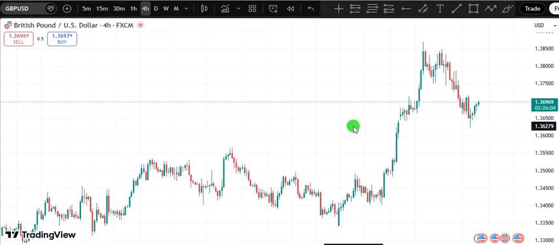So if you're looking, we're starting with the pound dollar as usual. But of course, before we go to the technical aspects, we first check the fundamental aspects of the market. Meanwhile, while waiting for the fundamentals to load, let's look at the DXY.